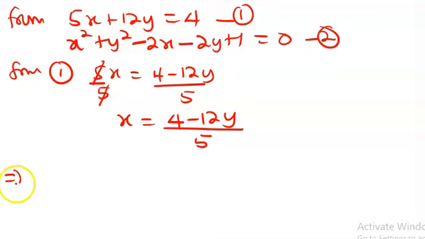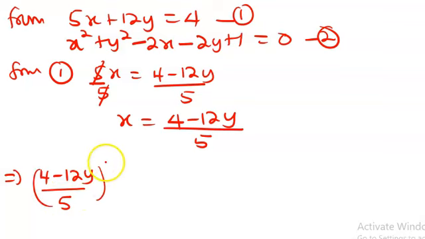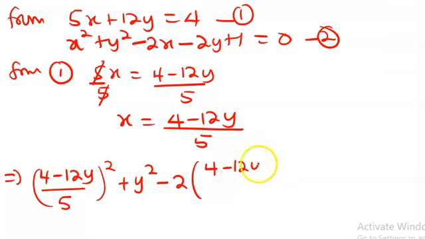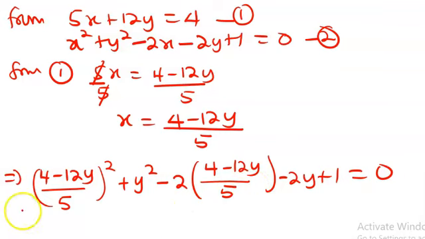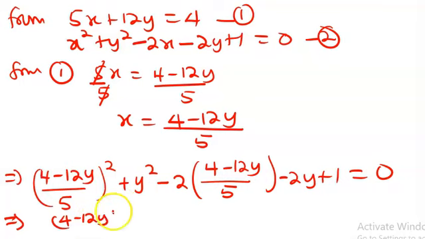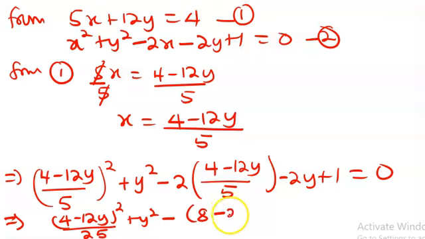So this implies that (4 minus 12y over 5) all squared plus y squared minus 2 times (4 minus 12y over 5) minus 2y plus 1 is equal to 0. Then simplify. So we are going to have (4 minus 12y) all squared divided by 5 squared, which is 25, plus y squared minus, let this one go inside, so that we have (8 minus 24y) over 5, then minus 2y plus 1 is equal to 0.